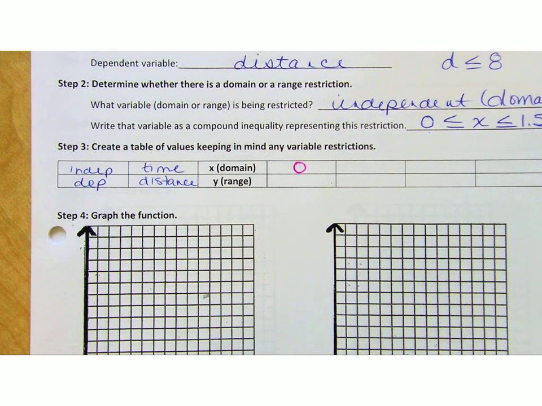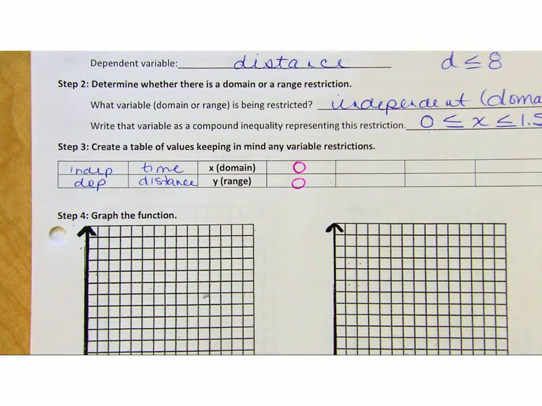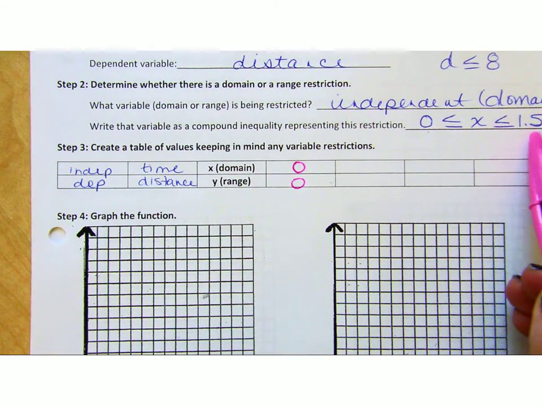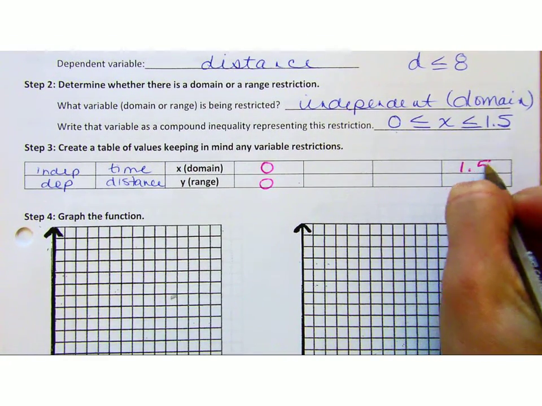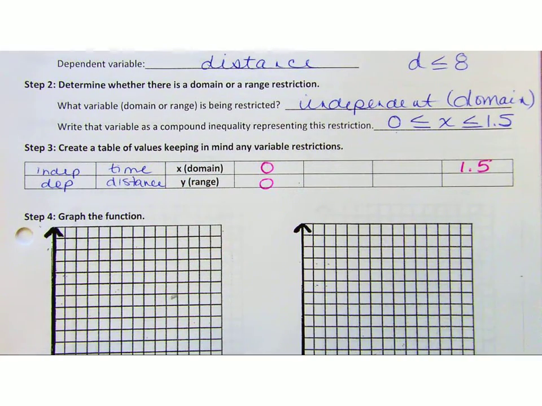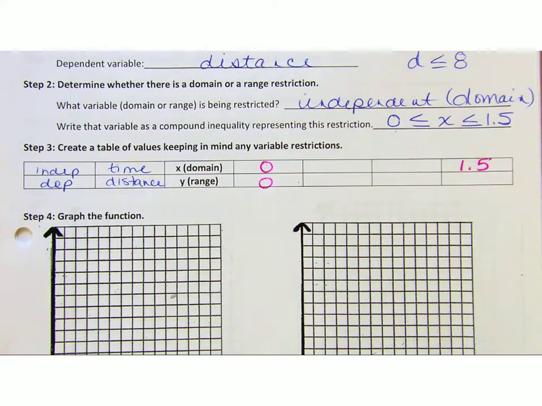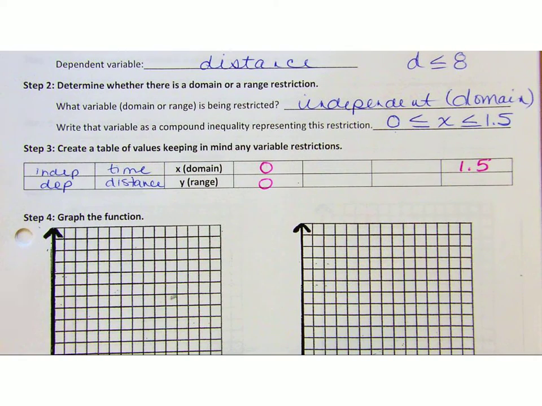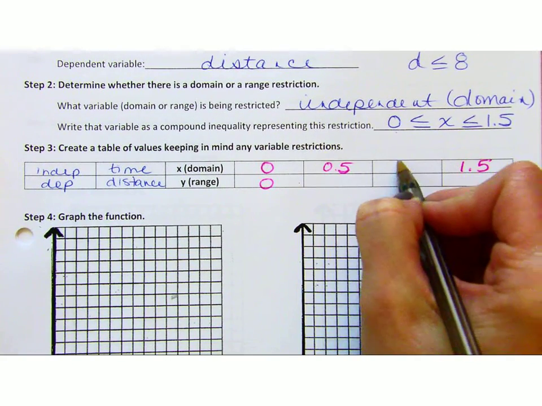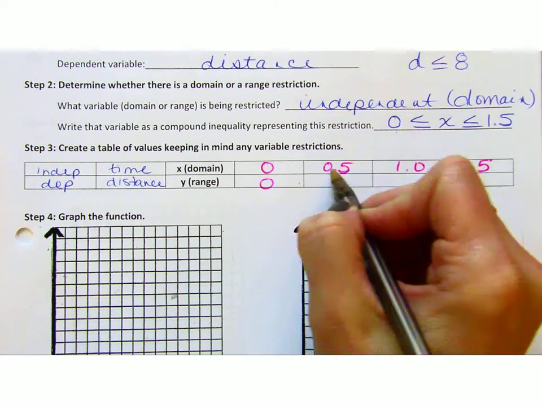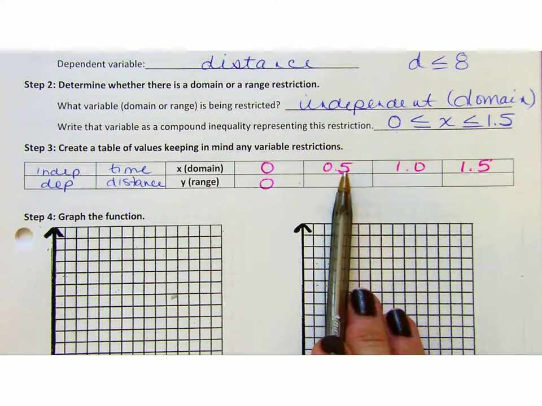0. Okay? Now, here's the thing. I only want to go up to 1.5. So whatever I do, my domain restriction says stop at 1.5. Don't just go 0, 1, 2, 3, 4. Do you understand? The purpose of this lesson is about restrictions. So this is going by 5s. Why don't we just go by half an hour? Okay? So I'm going half an hour, 1 hour, an hour and a half.